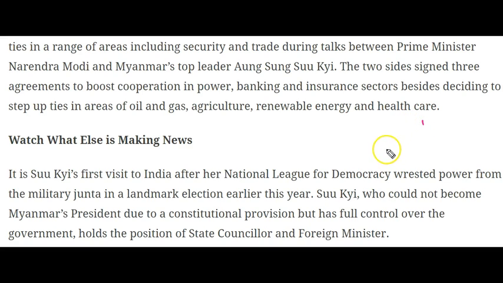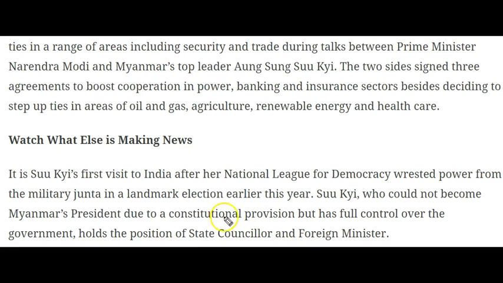Not 2 years back, elections were held in Myanmar and her party, the National League for Democracy, won the elections with a thumping majority. But in Myanmar there is a constitutional provision: if a son or daughter becomes a foreign citizen, then she can't become the president of Myanmar. Aung San Suu Kyi's son and daughter settled in a foreign country and became citizens of that country. So because of this provision, she can't become the president of Myanmar.